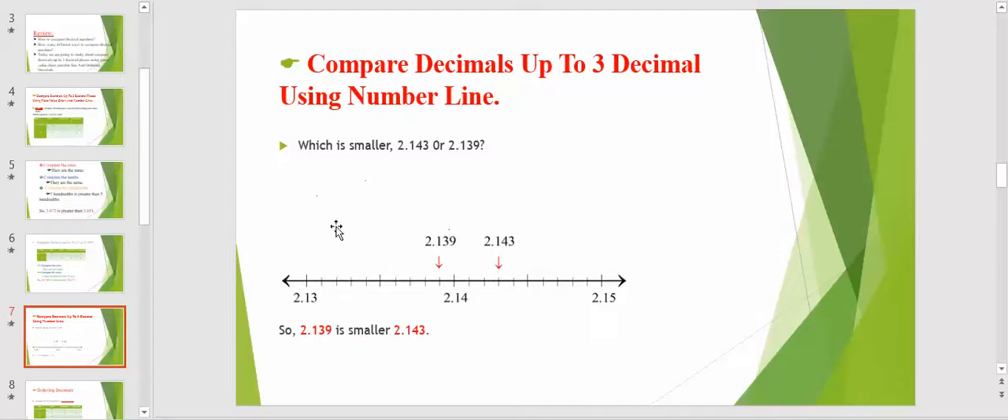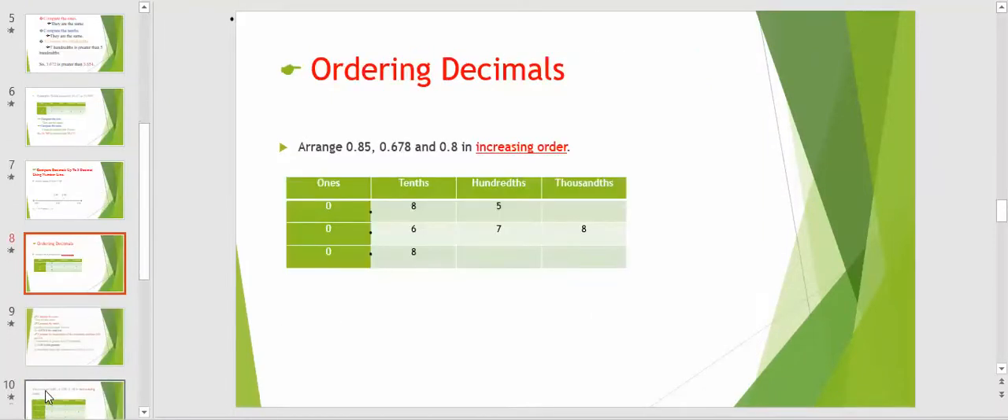so on. So on the number line, the number on the right is greater than the number on the left. So 2.143 is on the right. That's why it's greater. But the question asks about the smaller. So 2.139 is smaller than 2.143. This is using the number line.